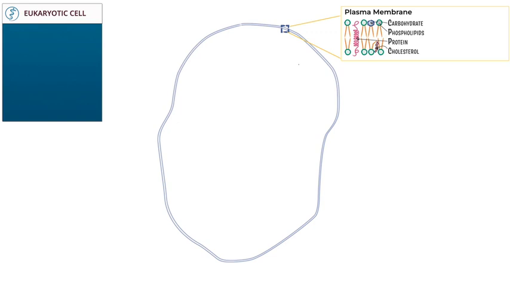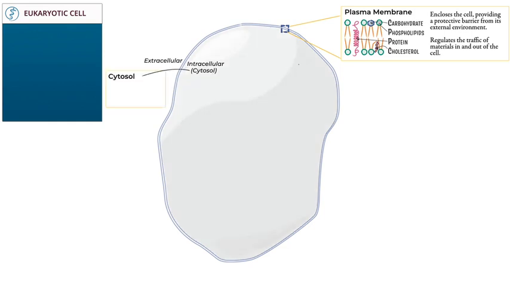Write that the plasma membrane encloses the cell, providing a protective barrier from its external environment and regulates traffic of materials in and out of the cell. Label the external environment as the extracellular space and the internal environment as the intracellular space, otherwise known as the cytosol. The cytosol is the fluid portion of the cytoplasm that does not include organelles.